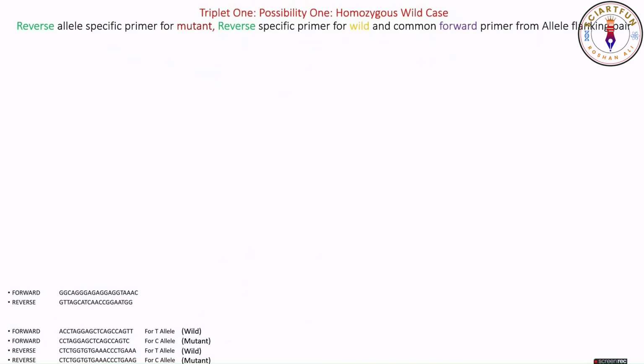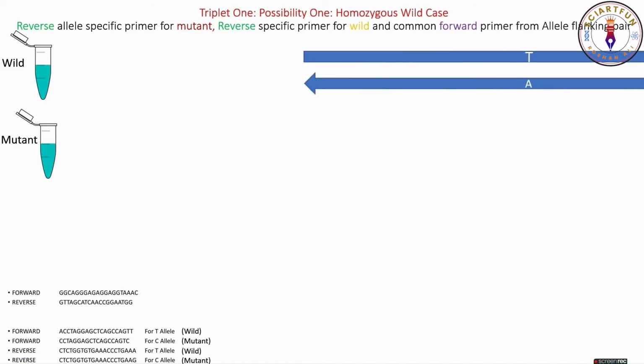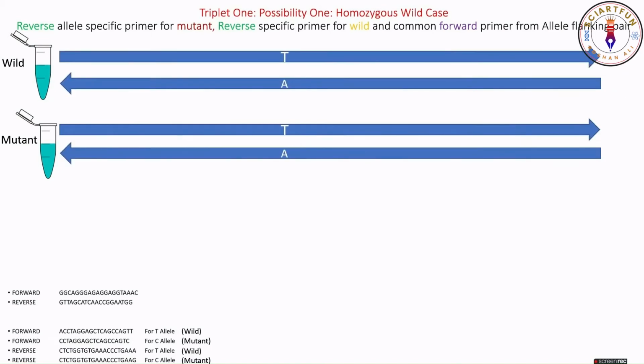In this case, we are using the reverse primers for both the alleles and forward common primer. Here we suppose that our sample is homozygous wild type. Means, our sample contains only the T allele. First, take 2 PCR tubes, one for wild specific primer and one for mutant specific primer. Now label them. Then put your sample DNA in both the tubes. Add the common primer to both the tubes. Add the wild specific primer to the tube, labeled as wild. And add the mutant specific primer to the tube, labeled as mutant.